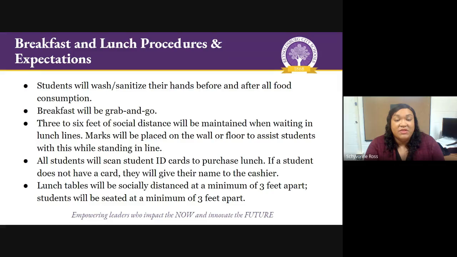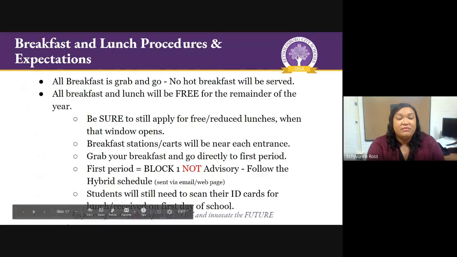Lunch tables will be socially distanced at a minimum of 3 feet apart, and students will be seated at a minimum of 3 feet apart. Okay, I'm going to transition over to Mrs. Wilson.